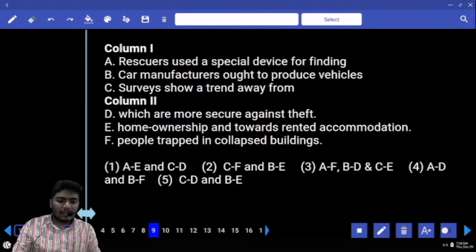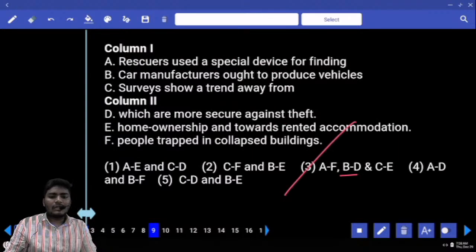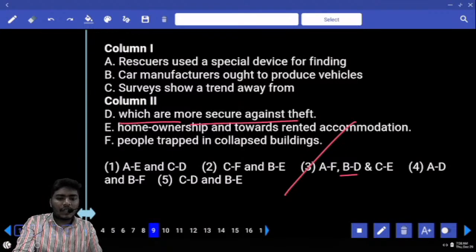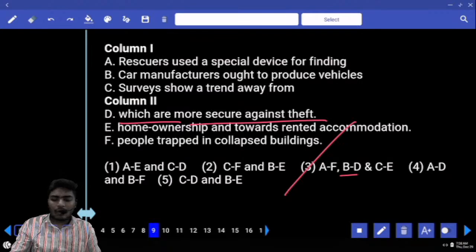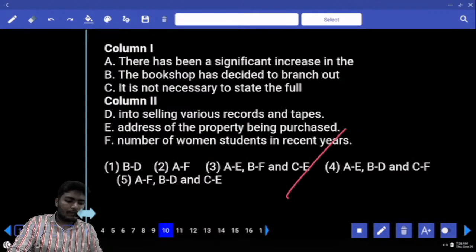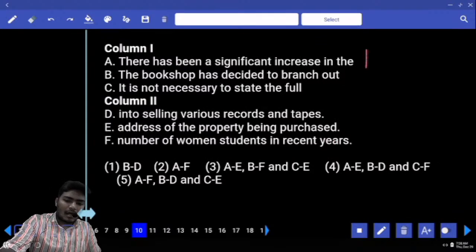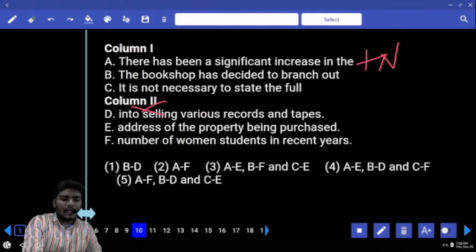How many AFs are there? Only one. Check for BD. Car manufacturers ought to produce vehicles which are more secure against theft. Meaningful or not? So we can go for the third one. Move to 10. There has been a significant increase in the, noun is needed, in the number of women students.